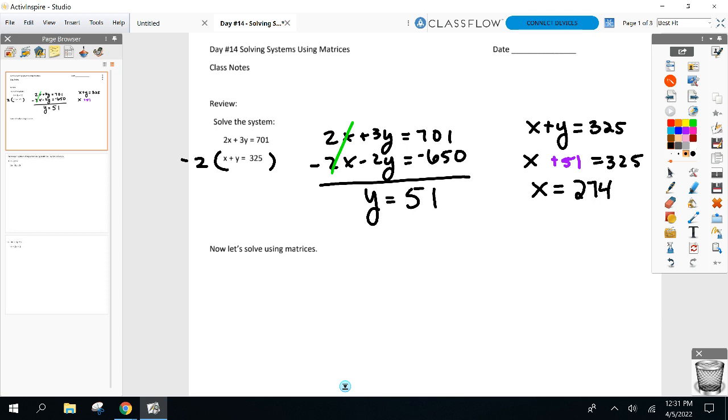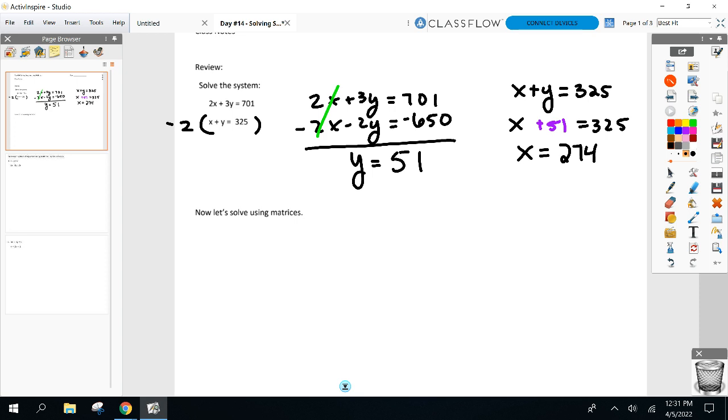All right, now how do I do it using a matrix? First thing, build your matrix. You know how to do that. Build your matrix from the two equations. 2, 3, vertical bar, 701. 1, 1, 325.